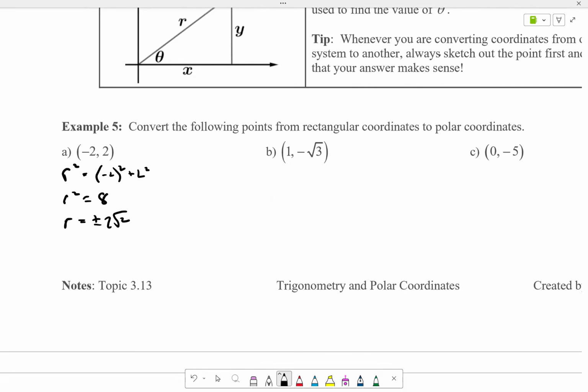So that's the r. I still need to get theta. To do that, I'll say tan theta equals 2 over negative 2, or tan theta equals negative 1. What does theta equal? Yeah, 3 pi over 4, or wait, 5 pi over 4? 7 pi over 4? But let's say 3 pi over 4. Are we on board with that one? 3 pi over 4?